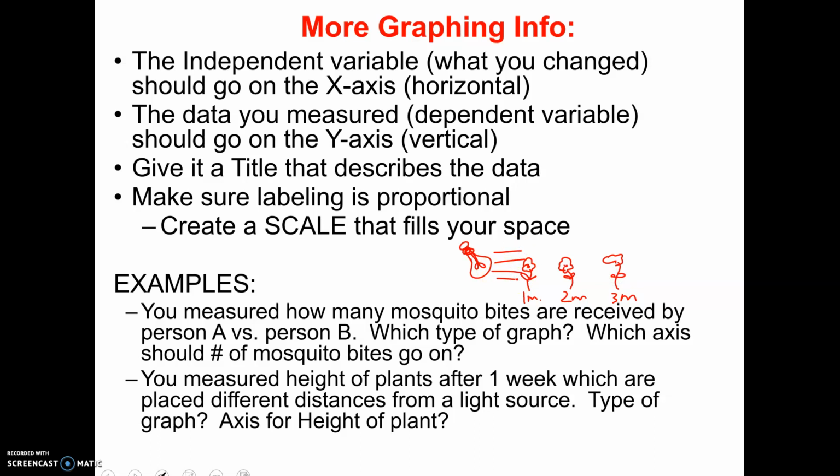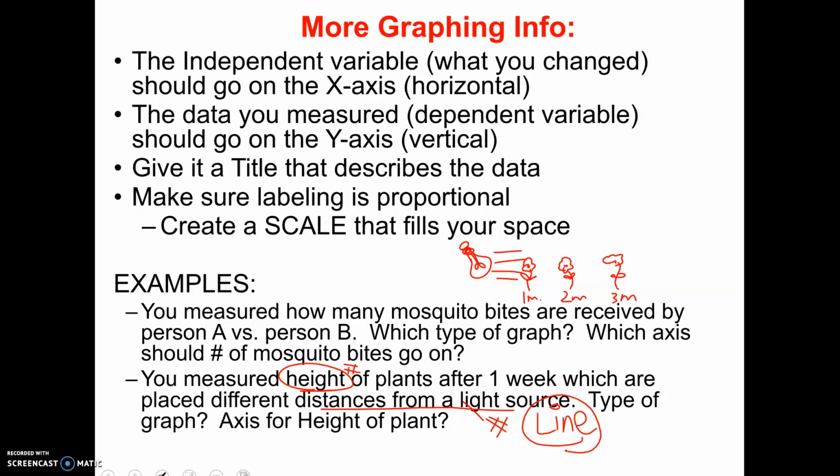So our type of graph, let's see, we're looking at height, that's a number, and it's after 1 week, and we're putting them different distances from a light source, that is also a number, right? Meters from the light source and height of the plant, both numbers, so this would be a line graph.